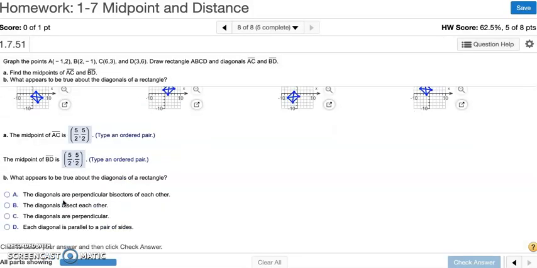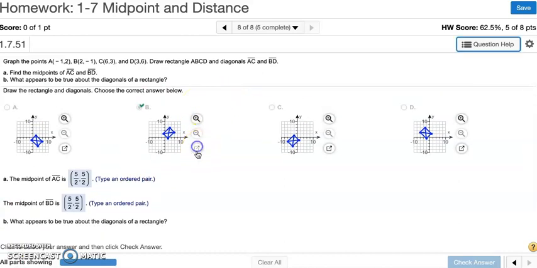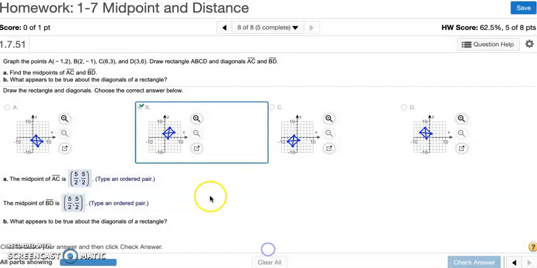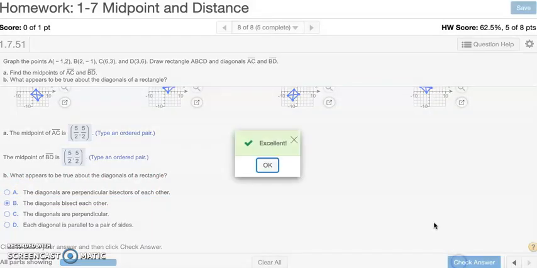Good. Now it says, what appears to be true about the diagonals of the rectangle? Well, let's take a look at our rectangle. Since the midpoint of the diagonals are the same, it means that they are intersecting at their midpoints. That means the diagonals are being bisected or cut in half. So we could say the diagonals bisect each other. And that's B for number 8.